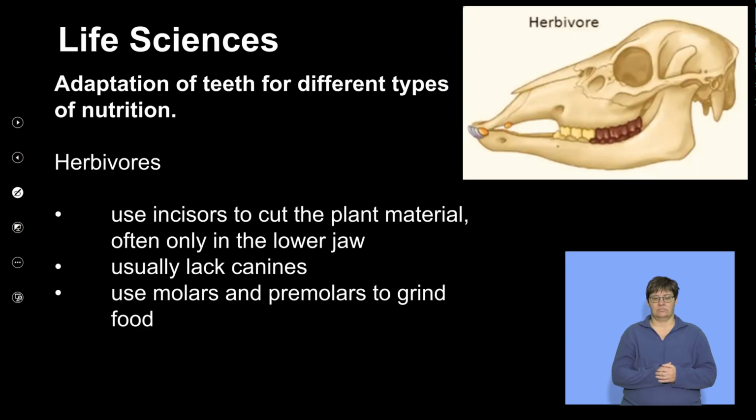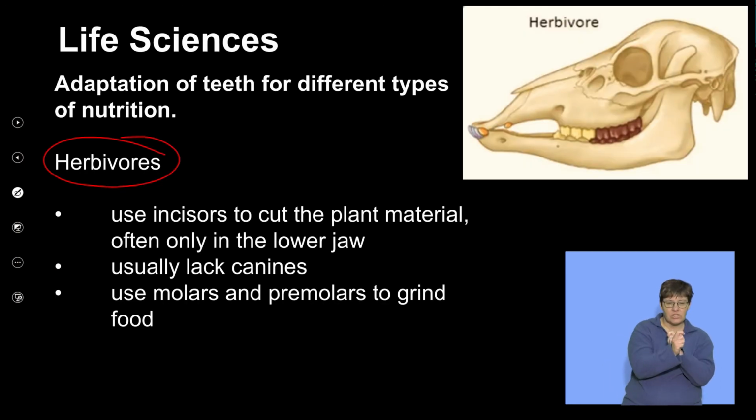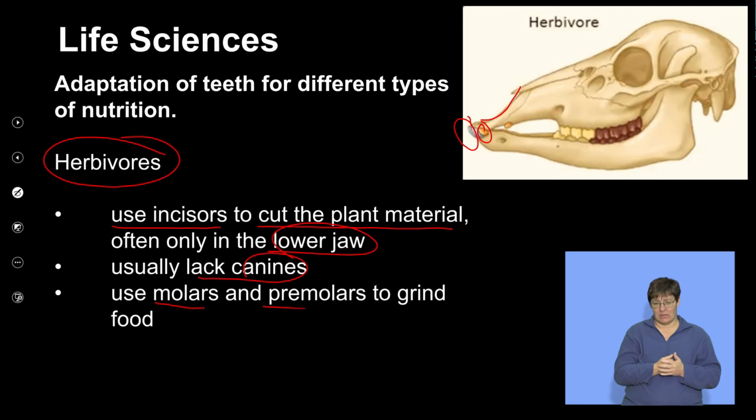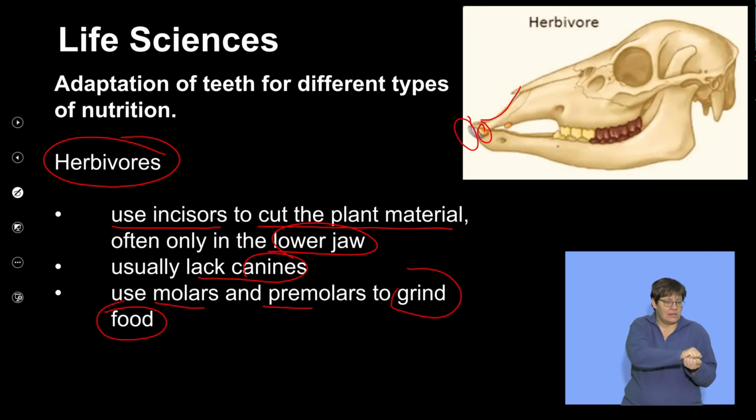Right, so let's look at the adaptations of herbivores. Herbivores generally use their incisors to cut the plant material, often only found in the lower jaw. If you look at this jaw, you can see well-developed incisors indicated in blue, and unfortunately the upper jaw does not have any incisors. They usually lack canines, and if they are present, they're significantly small or deeply embedded into the root. They use their molars and premolars to grind their food extensively. So you can see well-developed molars and premolars.